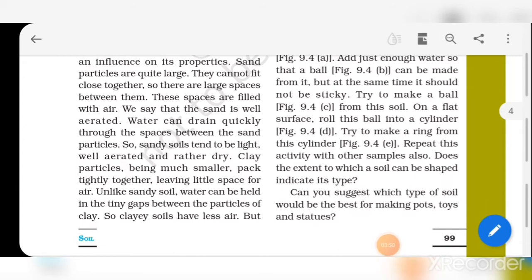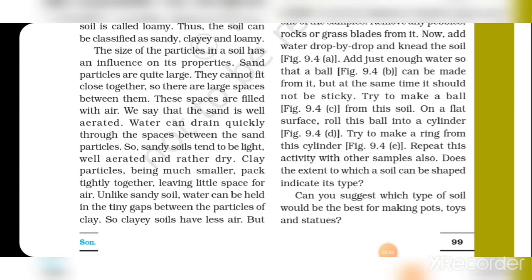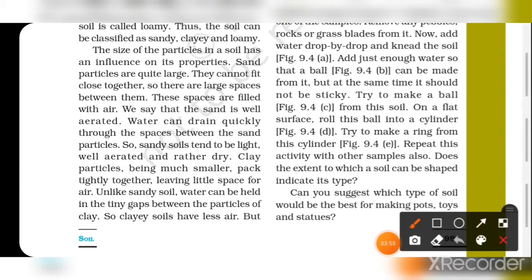Okay, तो वाटर होल्डिंग कैपेसिटी किसकी ज़्यादा है? ठीक है, तो सैंडी. These spaces are filled with air. Water can drain quickly through the spaces. जो उसमें एयर स्पेसेस किस में होते हैं? सैंडी सॉइल में. तो वाटर को क्या करता है? क्विकली ड्रेन कर लेता है.